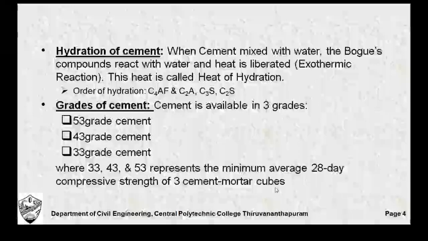cm. Once you cast it, you allow it to set and put it for curing, and after 28 days you take out the sample and perform compression testing. You will get 33 megapascal as an average for 3 specimens. Then that cement is graded as 33 grade, and if you get 43 megapascal, you grade it as 43 grade, and if you get 53 megapascal, you take it as 53 grade cement.